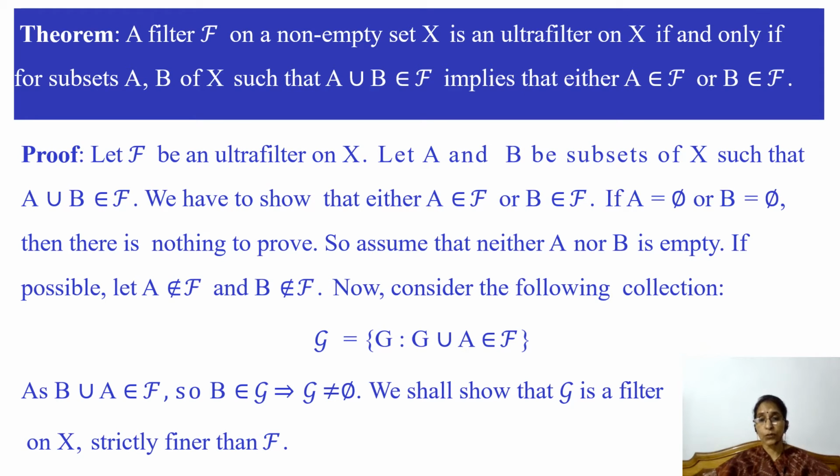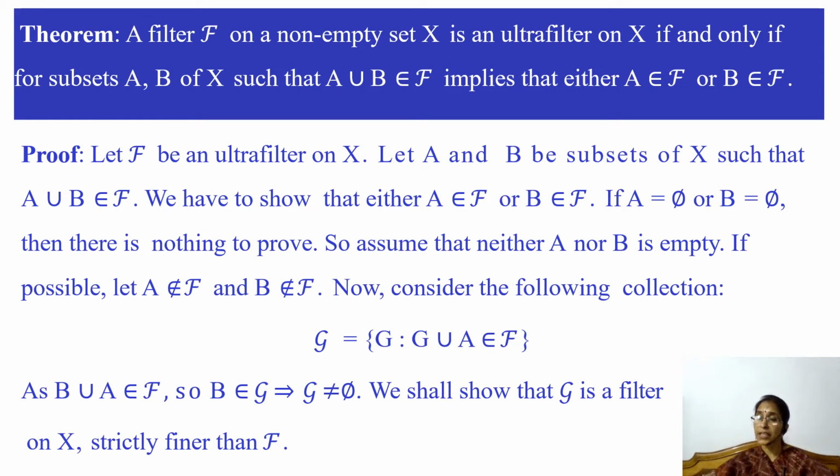If A is equal to phi, then A union B is equal to B, and so B belongs to F. That means condition is satisfied. And if B is equal to phi, then A union B is nothing but A, and so we get A belongs to F. So if A is equal to phi or B is equal to phi, then there is nothing to prove. So we assume that neither A nor B is empty, and we have to show that either A belongs to F or B belongs to F.